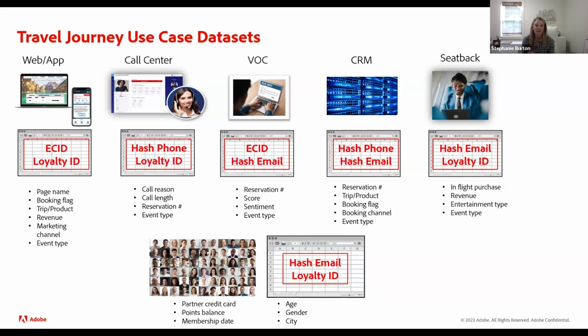In this travel example, we've got 5 different event data sets across the top, and then a profile data set on the bottom. You can see we've got web data that's passing in a cookie ID and a loyalty ID. Then we also have call center data that's introducing a new way to recognize customers, their phone number.